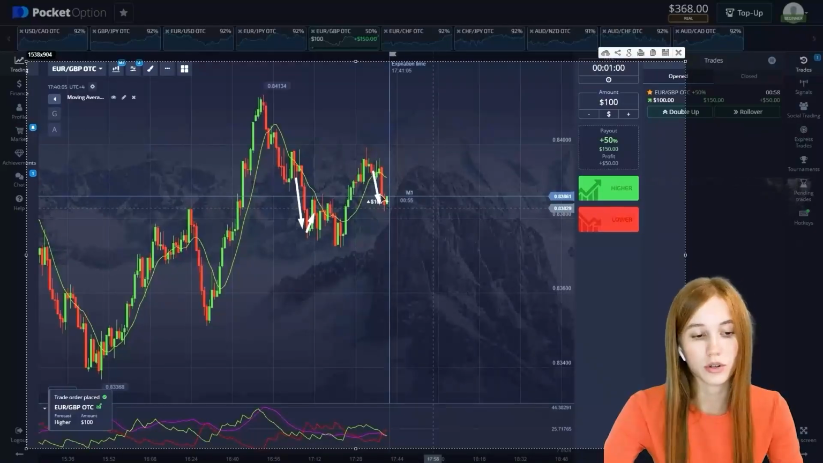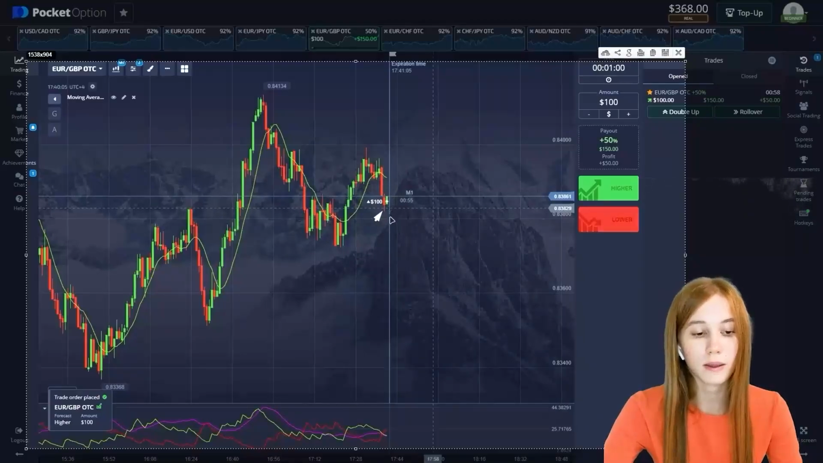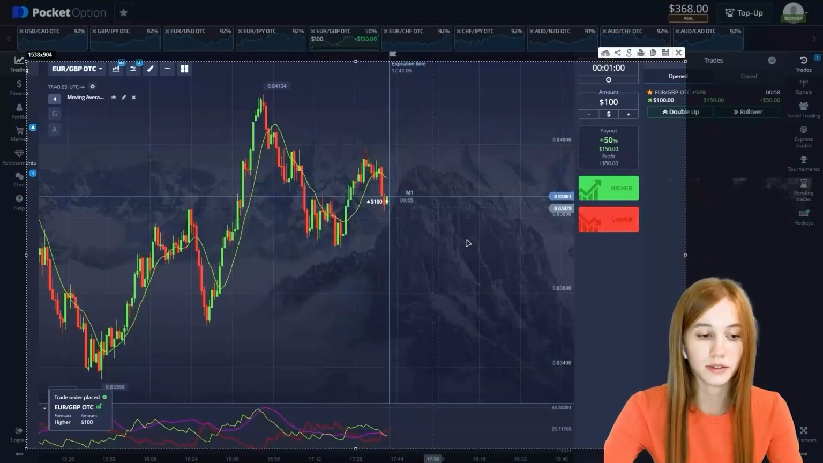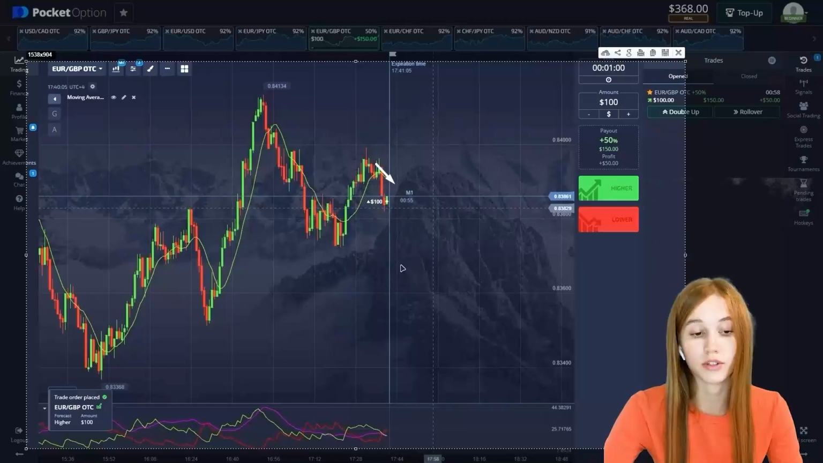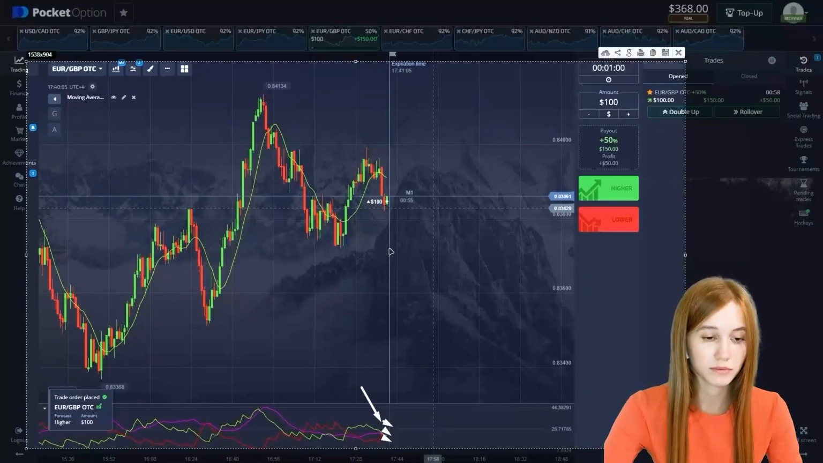The moving average shows a general downward trend. ADX red line prevails over green line, and both lines are directed upwards. That means that the trend is falling. I think there will be a pullback on this candle. Let's see. Several seconds until the end of the deal.